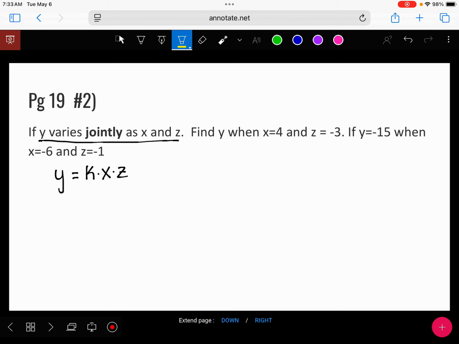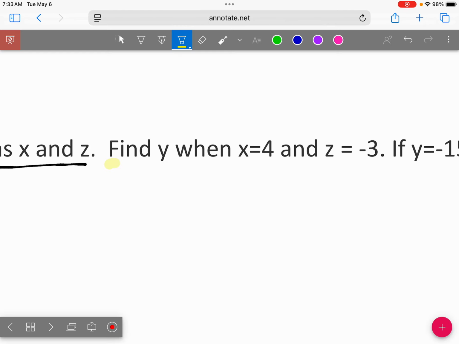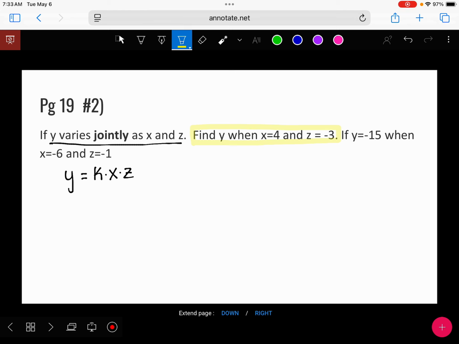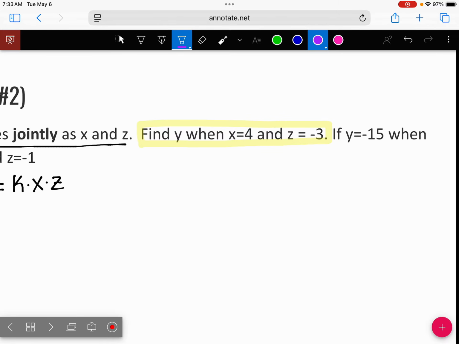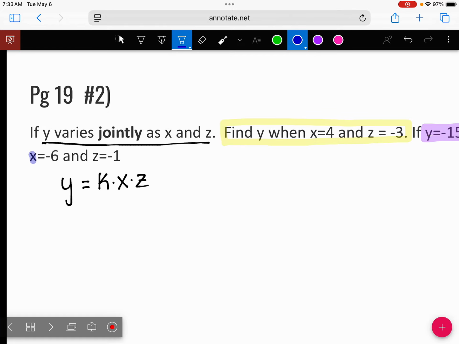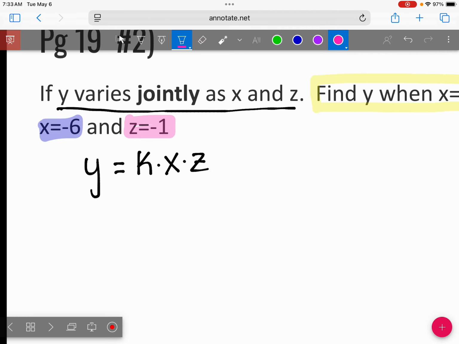They're all multiplying together. So this time they've changed our order. They've given us our problem first. This is our quest that we have to find our answer to at the beginning. So I can't use these to figure out my k, because that's my find y. I need my answer. So our initial information that we can use to find k is we know that y is going to be negative 15 when x is negative 6 and z is negative 1. So we need to find our k.